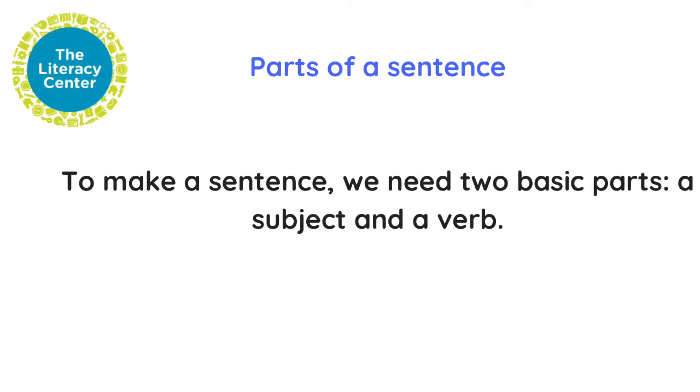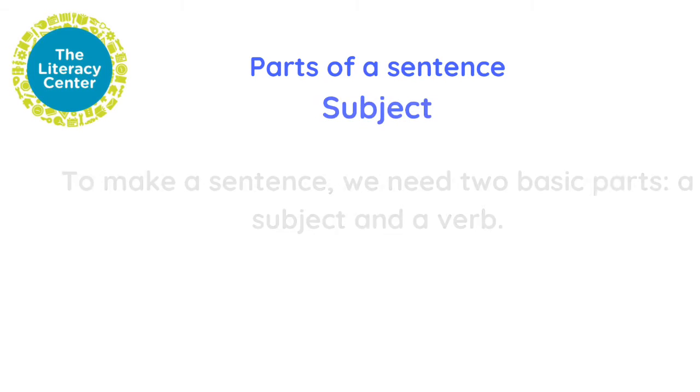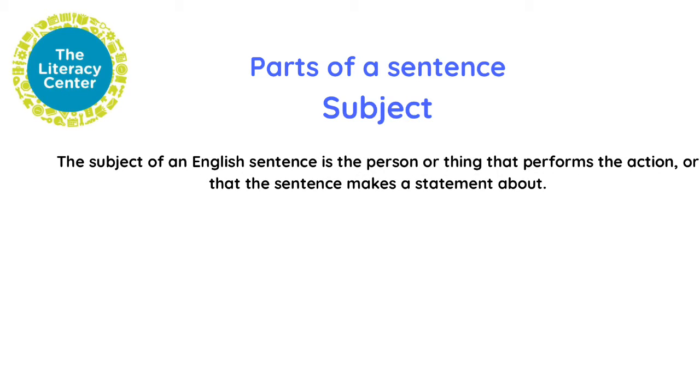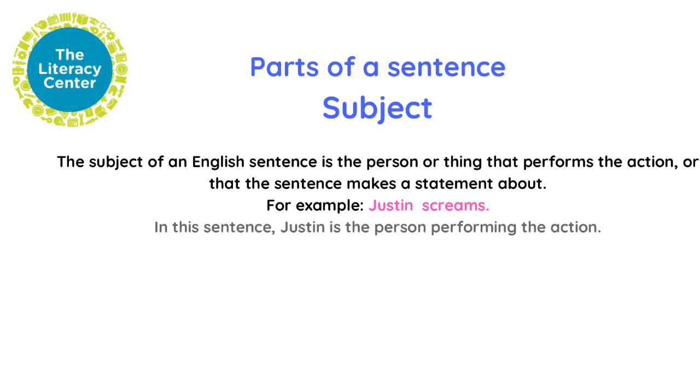To make a sentence, we need two basic parts, a subject and a verb. Let's talk about the subject here. The subject of an English sentence is the person or thing that performs the action, or we can say that the sentence makes a statement about. For example, look at this here. Justin screams. In this sentence, Justin is the person performing the action.